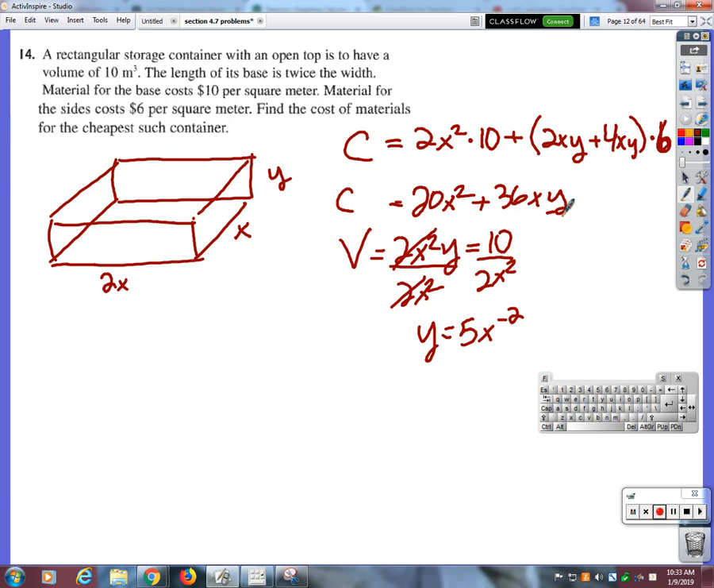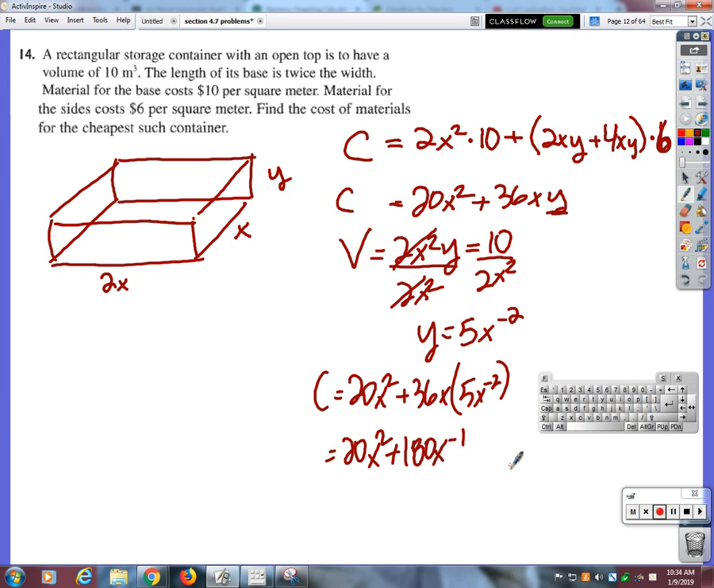Okay, plug that in for the y right here. So cost is 20x squared plus 36x times 5x to the negative 2, which simplifies to be 20x squared plus 180x to the negative 1.